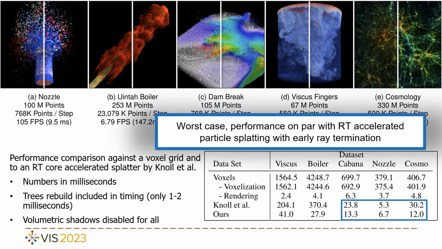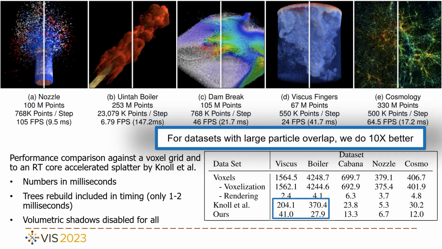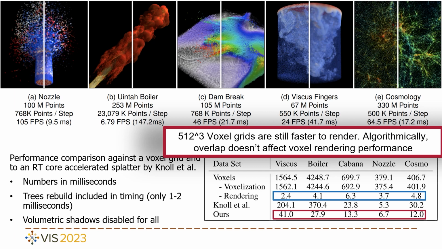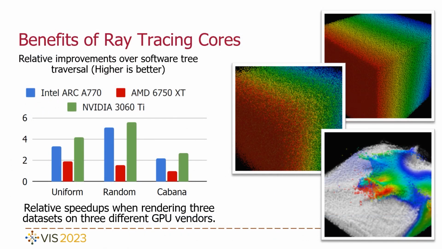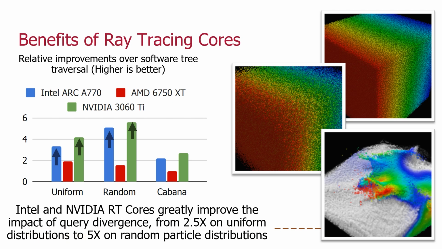With low overlap, our approach performs just as well as an RT-Core accelerated particle splatter with early ray termination. But for datasets with high overlap, we do substantially better. Voxel grids do the best in this regard since they handle overlap a priori, but then particle voxelization takes several seconds, which prevents interactive time and radii manipulation. Finally, we measured the relative speedups from ray tracing cores over a software-based traversal across 3 different RT-Core architectures and found performance improvements were best for units with full tree traversal. This suggests that ray tracing cores reduce the impact of divergent tree traversal on radius range queries.